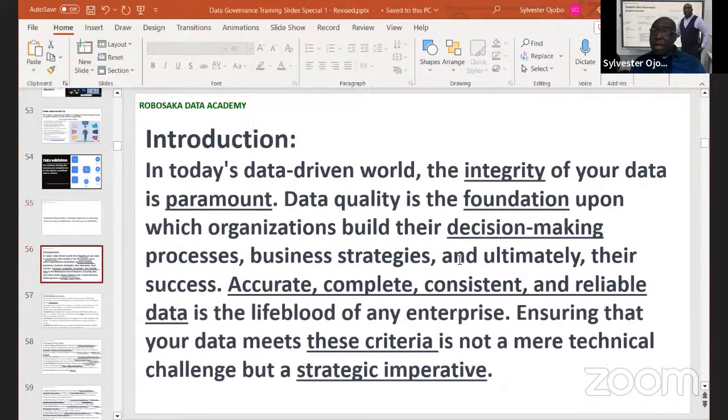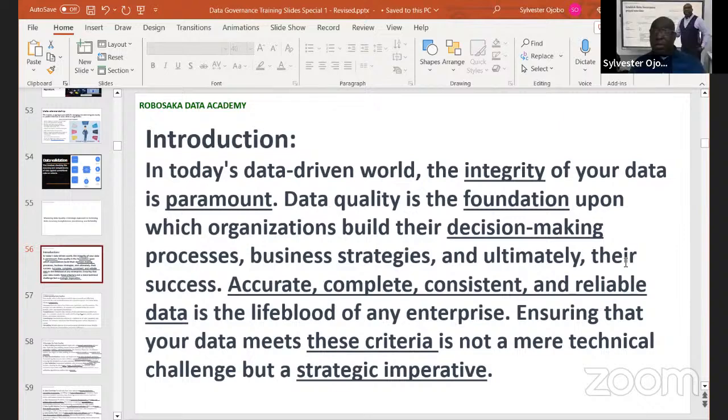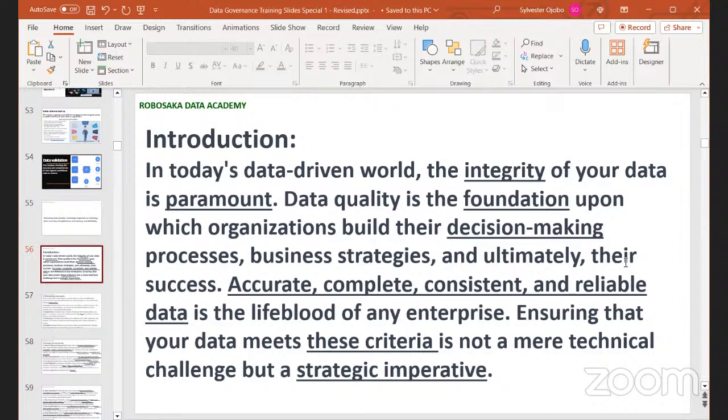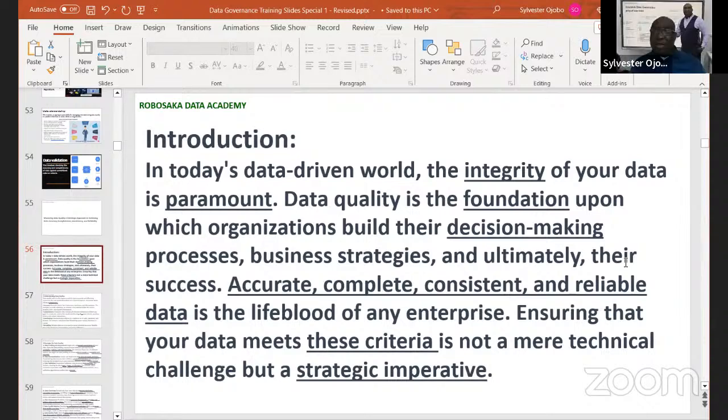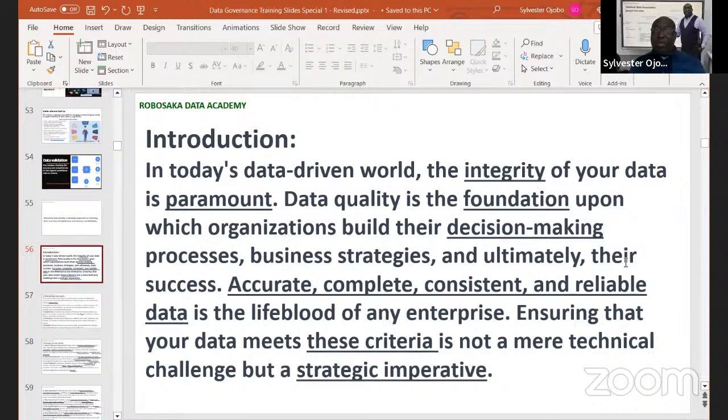And let me give you an introduction to it. So in today's data-driven world, the integrity of your data is what? Accuracy. Paramount. What is the meaning of paramount? The word paramount means important. So Mary was telling us what is so important: accuracy, completeness. She was just defining the paramount aspect of data.